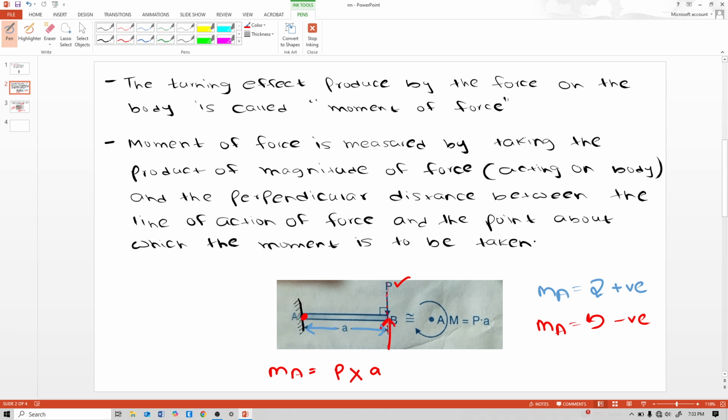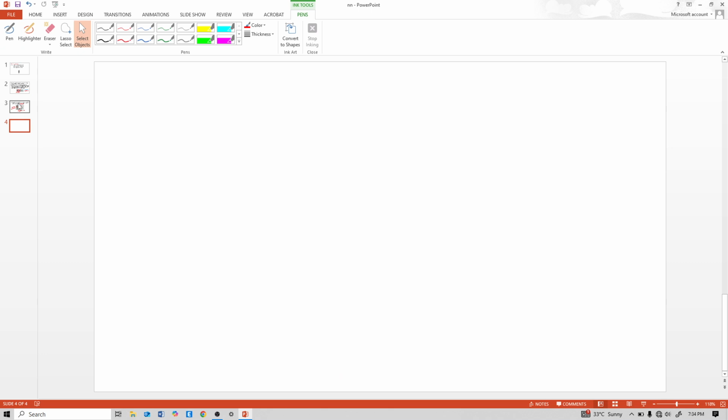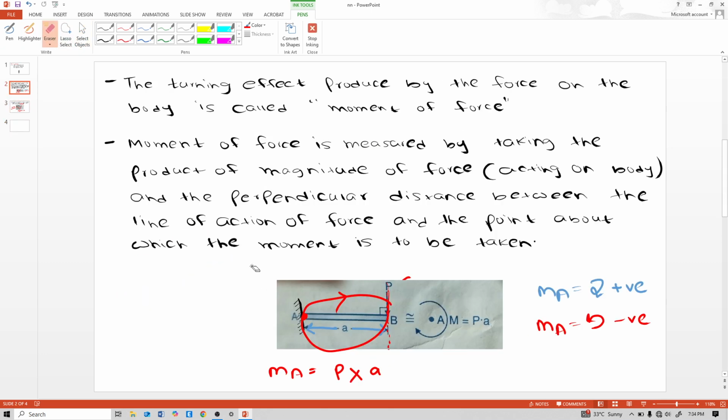If you want to know whether it is clockwise or anti-clockwise, always pass the force through the moment center and see the rotation. It is clockwise like this. If your force is like this, the tendency of force is different, so pass the force to the moment center and see the rotation: it is anti-clockwise. Anti-clockwise means negative.